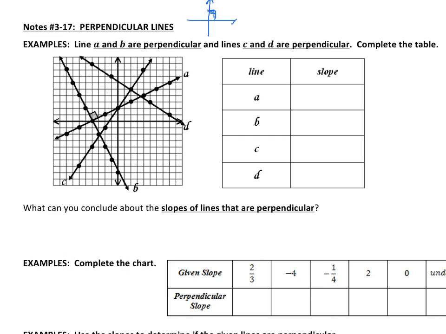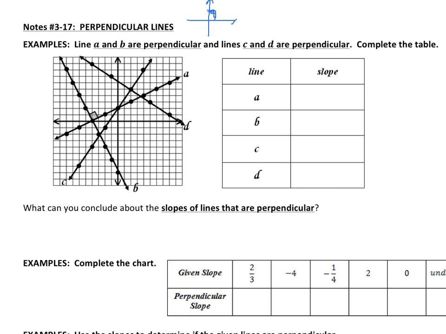But a lot of times we're not given that information. We aren't told that they're perpendicular. So we need to have a way that we can verify that the lines are perpendicular, and that's going to be by looking at their slopes. So let's investigate what's going to happen to the slopes of perpendicular lines.